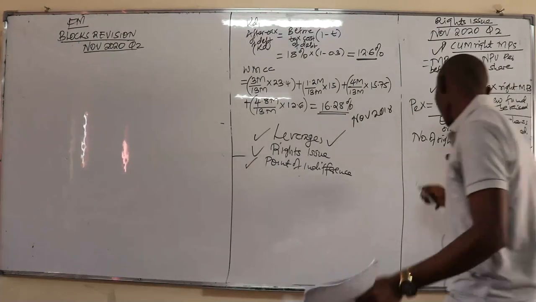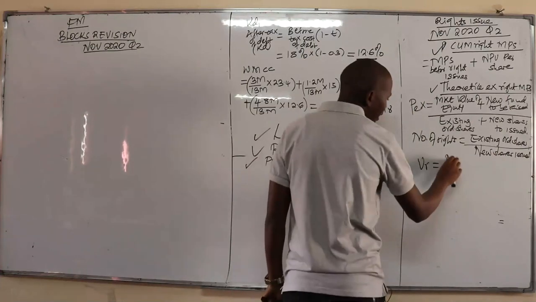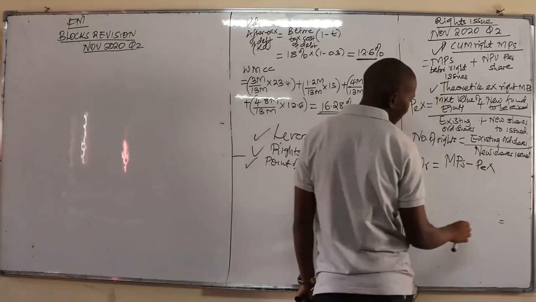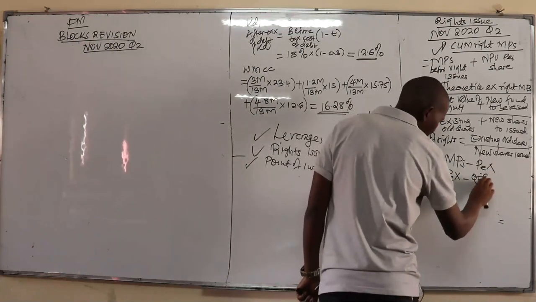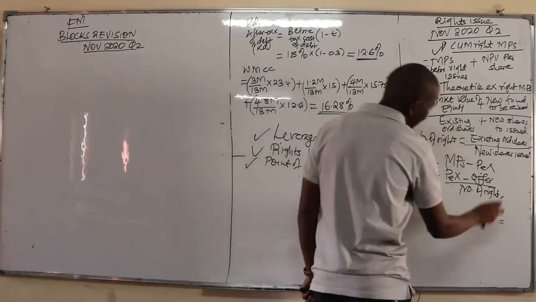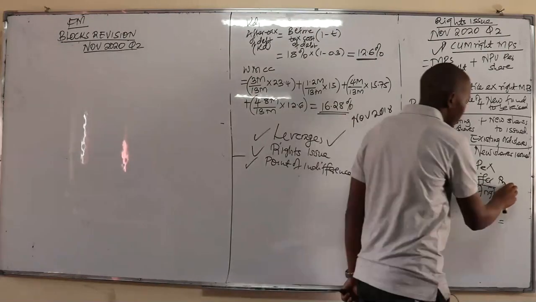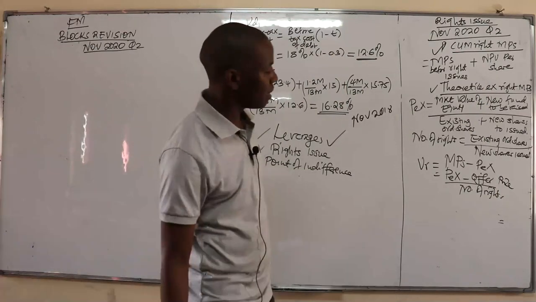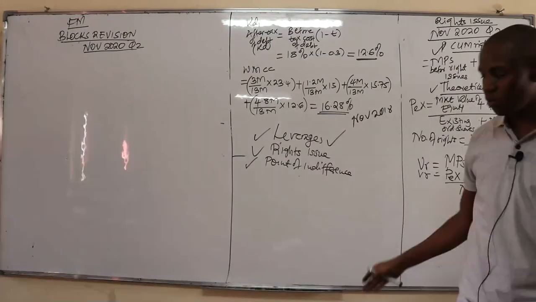Now, you may also be asked about the value of a right. For the value of a right, there are three methods that you can use. You can take MPS minus the TERP, or you take TERP minus the offer price, and in this case you divide by the number of rights, or you can take the MPS minus the offer price, then you divide by the number of rights plus one. Whichever formula you are going to use, it will give you the same value.